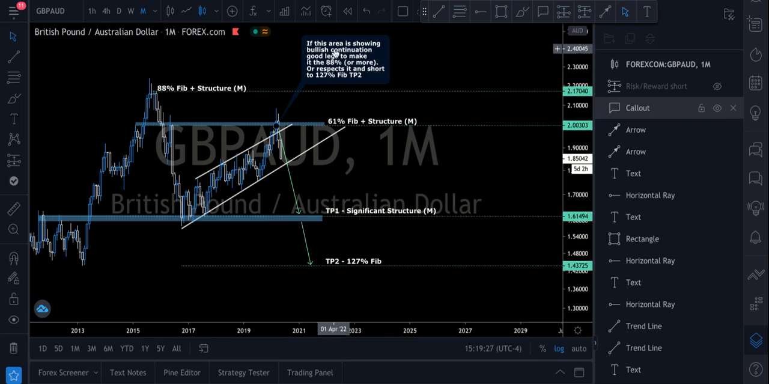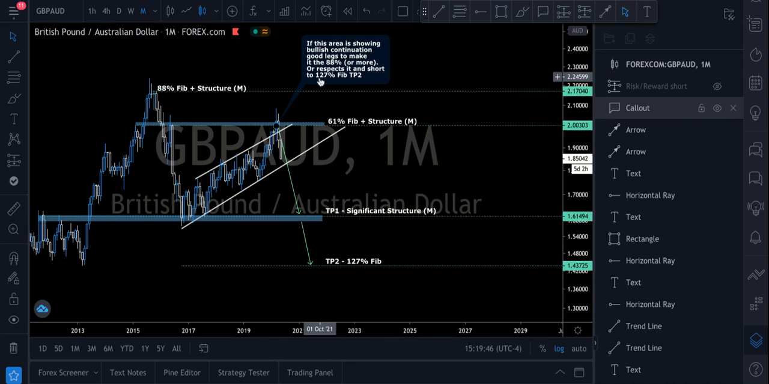And this is what I wrote out. I said, if this area showing a bullish continuation has good legs to make it up to this 88% fib structure, and in that instance, we would look for a confirmation on the lower time frame so that we can make it up towards this area of support. Once again, going our 1 to 2 minimum risk reward ratio, preferably 1 to 3.